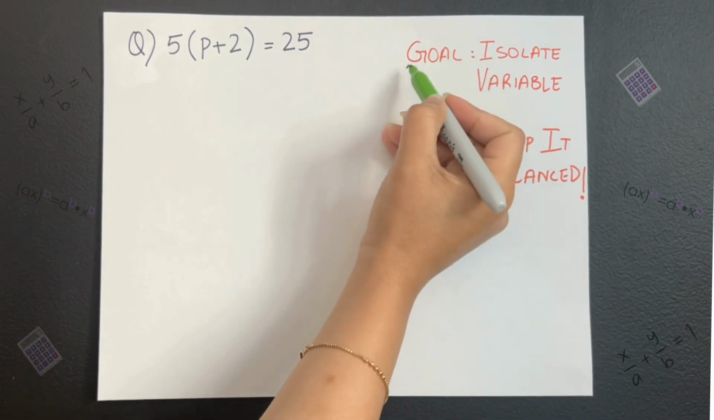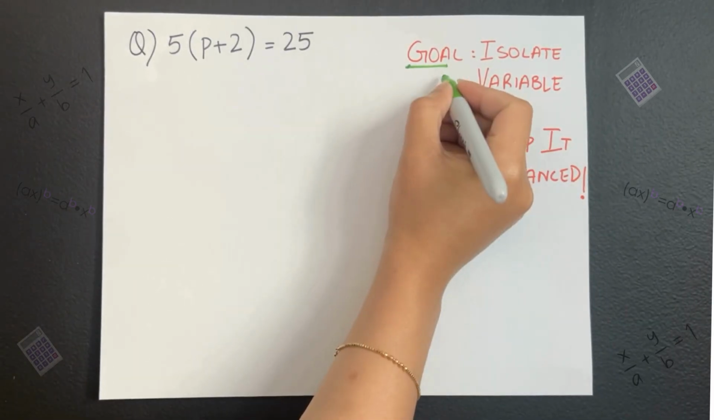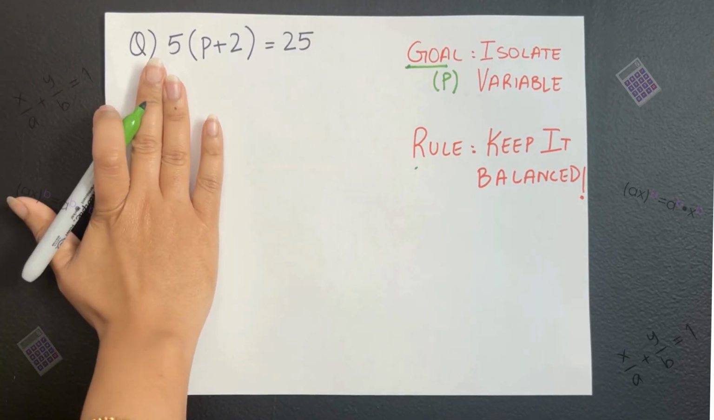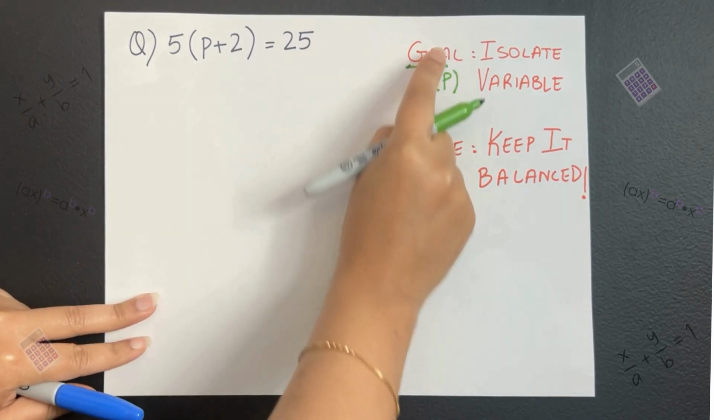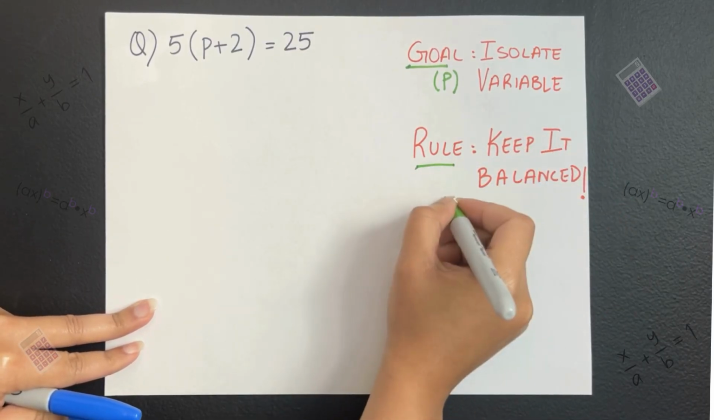and the rule. The goal is to isolate the variable. In this case, the variable is p. We have to make sure that p is all by itself on one side of the equation. To reach the goal, we need to follow the rule to keep it balanced. To keep what balanced? To keep the equation balanced.